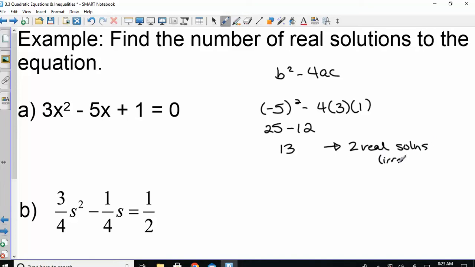Oh, because it's not a, yeah. Do we have to put solutions or can we just put 2 real?